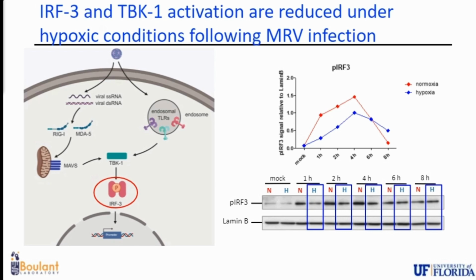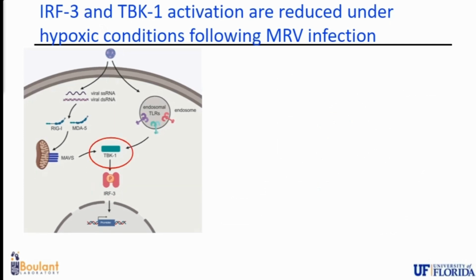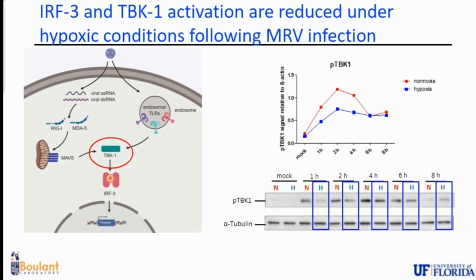following poly-IC treatment. And you can see that under hypoxia, we always have less phospho-IRF3. So we have less activation of the signaling cascade. And if you now move one step above by looking at the TBK1 molecule, which is responsible for phosphorylating IRF3, you can see the same phenotype over a time course under normoxia and hypoxia: in hypoxic samples, we always find less phospho-TBK1 compared to normoxic conditions.